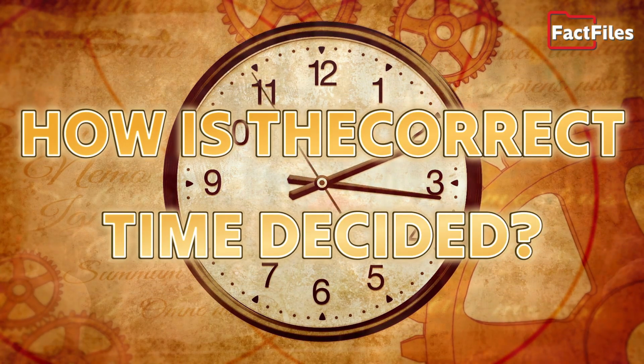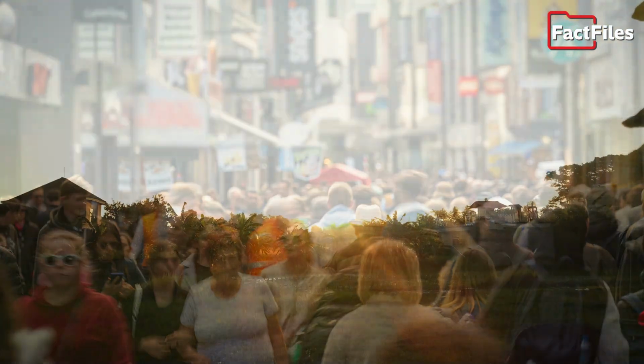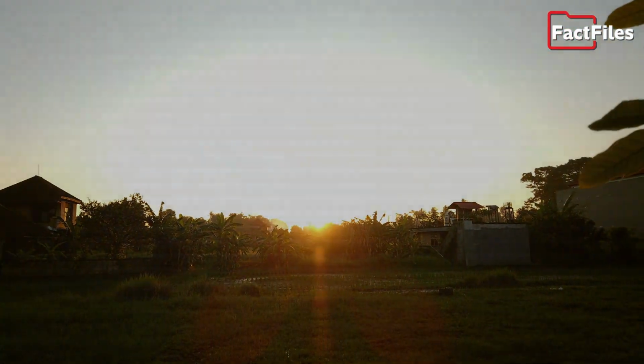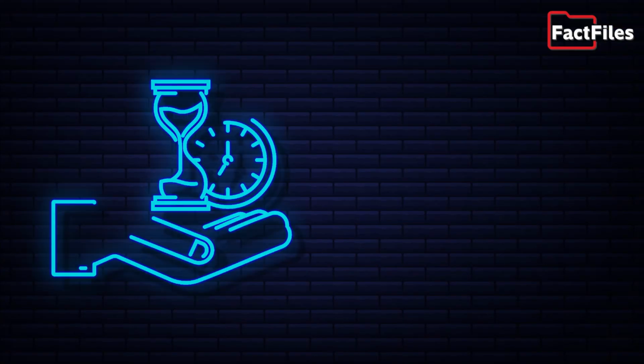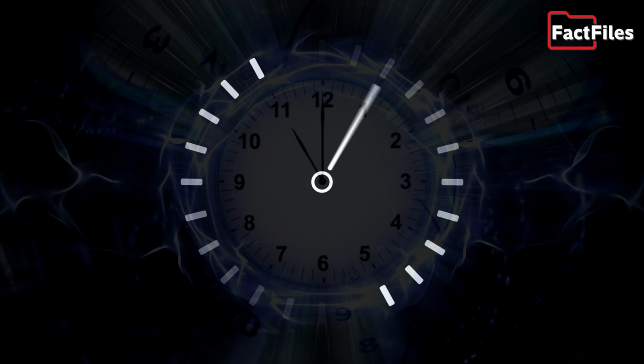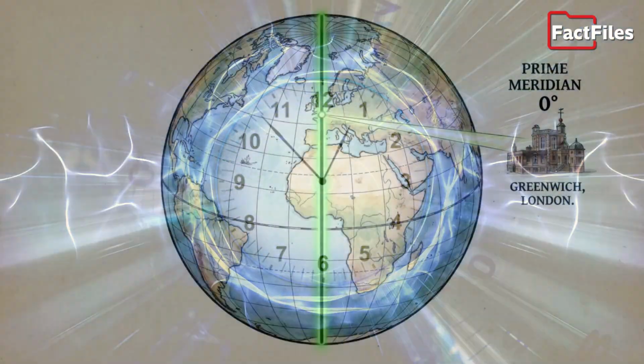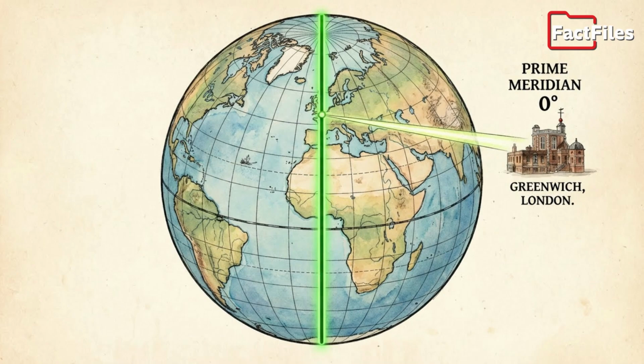Time is something everyone uses every day. But how is the correct time decided? This video will explain it in a simple way. What a day and a year are. How we split them into hours, minutes, and seconds. Why different places on Earth have different times, and how a special line in England helps the whole world agree on time.